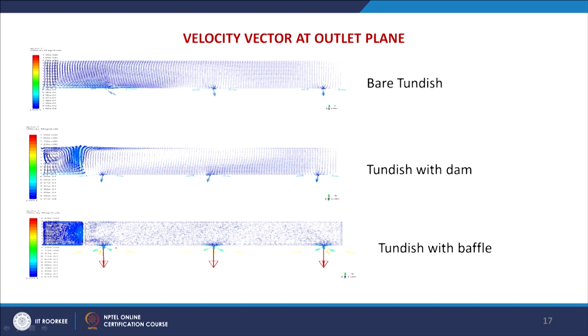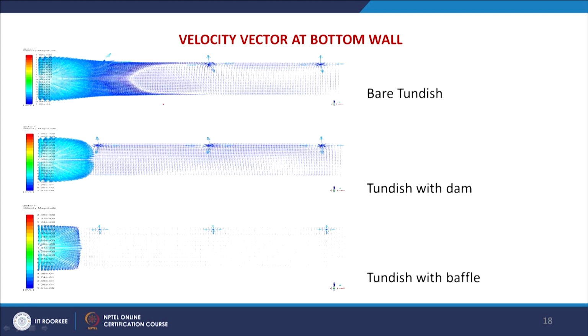flow configurations. If you look at the outlet plane velocity vector, there also we see that there are considerable changes in the velocity vector. In this case the flow is going top surface directed, whereas in this case it is bottom surface directed flow. So accordingly you can have the feel of the change in the flow configuration.